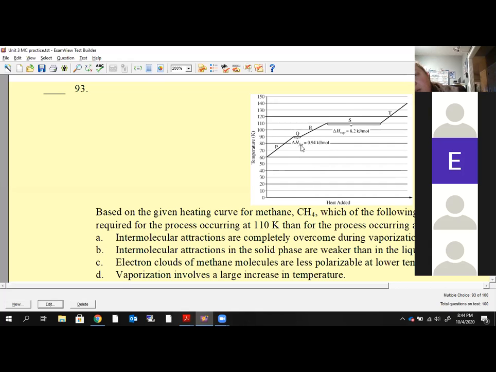So it requires less energy to melt something because we're not totally breaking all of those intermolecular forces. But when we go from a liquid to a gas, that requires much more energy added because in order to go from a liquid to a gas, you have to break apart all of the intermolecular forces. You have to break every single one of those molecules all the way apart. Okay.